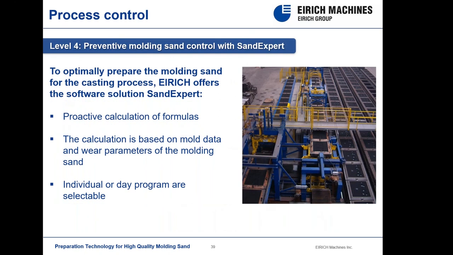And finally, we get to the final level, level four, which is gathering all this information and pouring it into the software solution we call Sand Expert. In this case, we are going to be able to calculate formulas for specific sand properties. We can tell the system, okay, we need a sand property of this compactability and this spring back for our molding machine, which we know is the best parameters for a specific casting. Therefore, the system will be able to correct the water and bentonite addition to produce that specific sand grade for each specific casting.